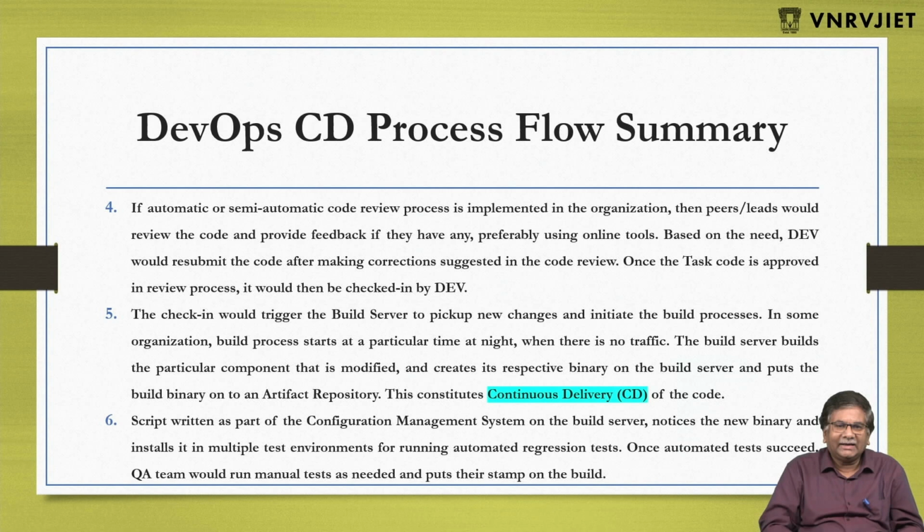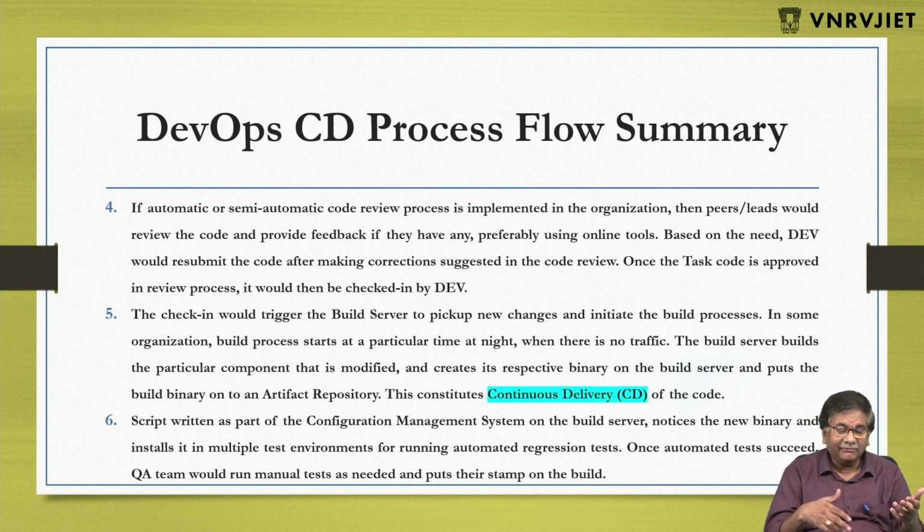Now, as part of the fourth step, once the code is ready, an automatic or semi-automatic code review process is implemented in the organization, then peers or leads would review the code and provide feedback if they have any. If they think that the code is good, it can be checked in, then they can check in. Normally, this is all done online using tools like GitHub. All the version control systems do provide tools. So using those tools, this process can be automated.